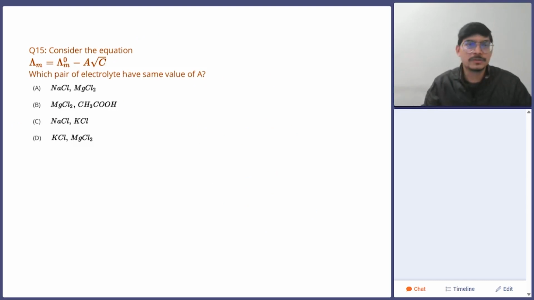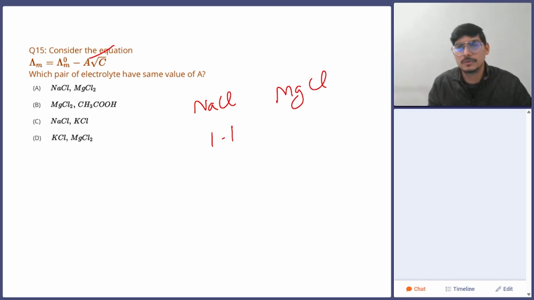Moving to the next question, consider the following equation. This is the Debye-Huckel equation. Which pair of electrolytes have the same value of A? So remember guys, here A is a constant that depends upon the nature of charges on the cation and anion of the electrolyte. In case of NaCl, sodium has 1 and chloride has 1 charge, so they are called 1,1 electrolyte. In case of MgCl2, magnesium has 2 units of positive charge and chlorine still has 1 unit of charge, so this is called 2,1 electrolyte.